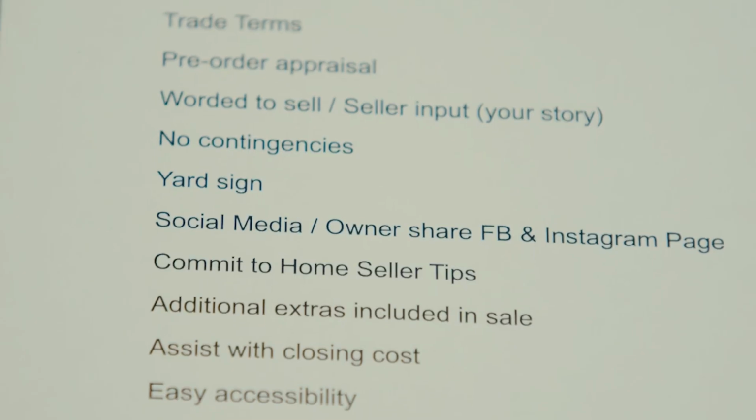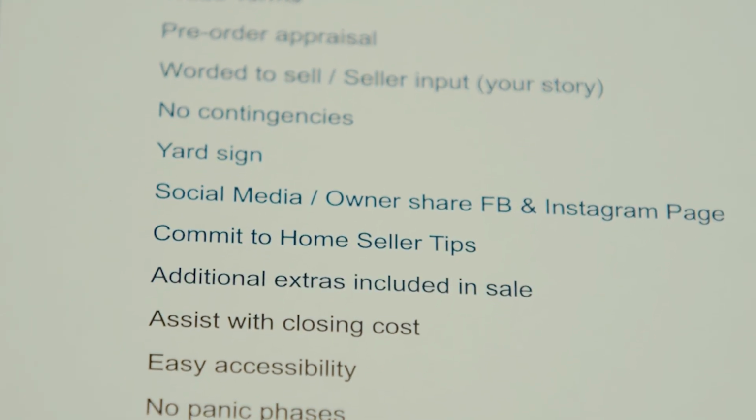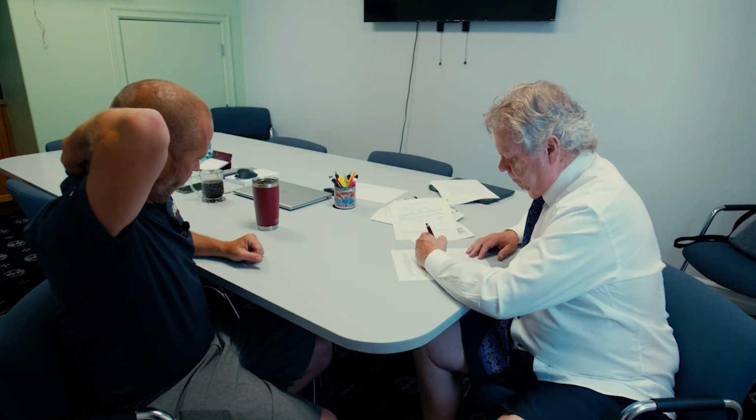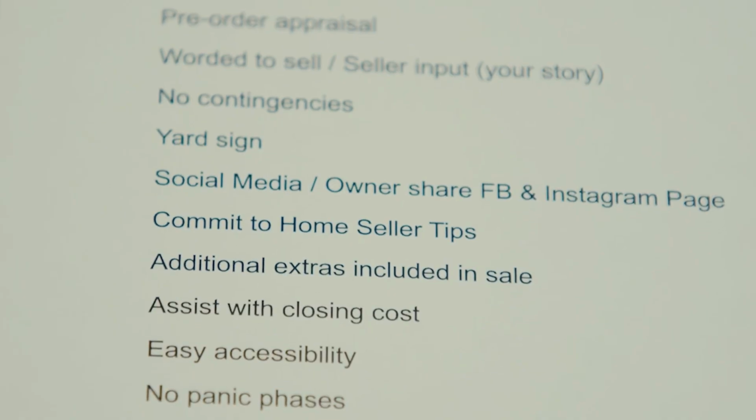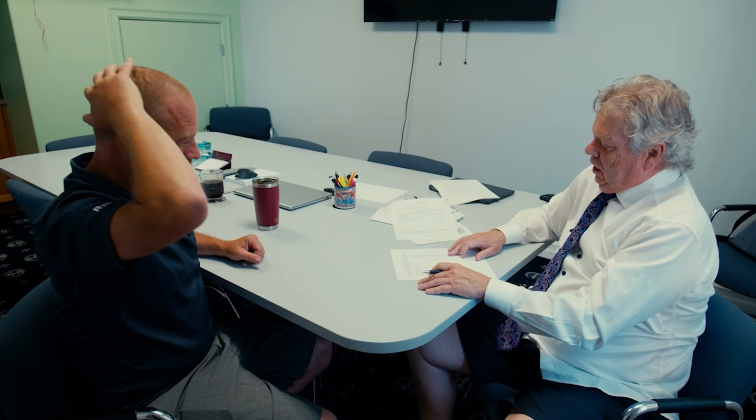Yard sign, that's a given. Commit to the home sellers tips. That's just little things like make sure the bed's made and the kitchen's clean, that kind of stuff. I'll give you that tip sheet. The rest of them are pretty easy. Additional extras including the price. Well, I'm leaving everything anyhow because the house we're buying, the fridge, stove, washer, dryer, they're all staying.